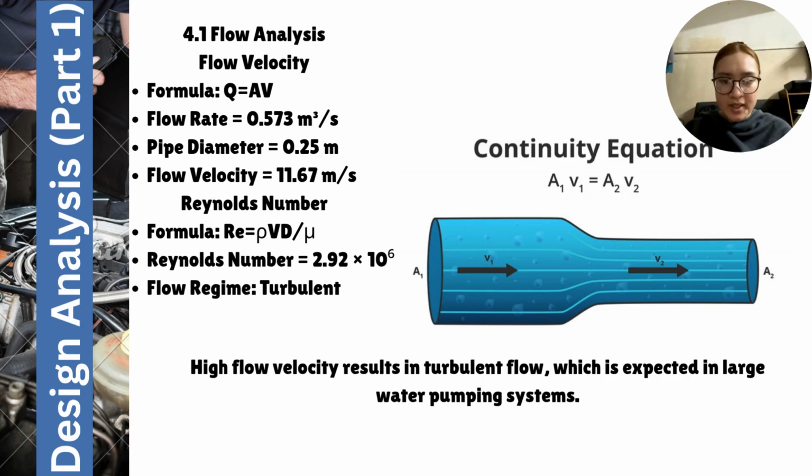Next, I'm going to present the design analysis. First, we calculate the velocity using the continuity equation. The velocity is 11.67 meters per second. Next, the Reynolds number was calculated as 2.92 million, indicating turbulent flow, which is suitable for this pumping system.